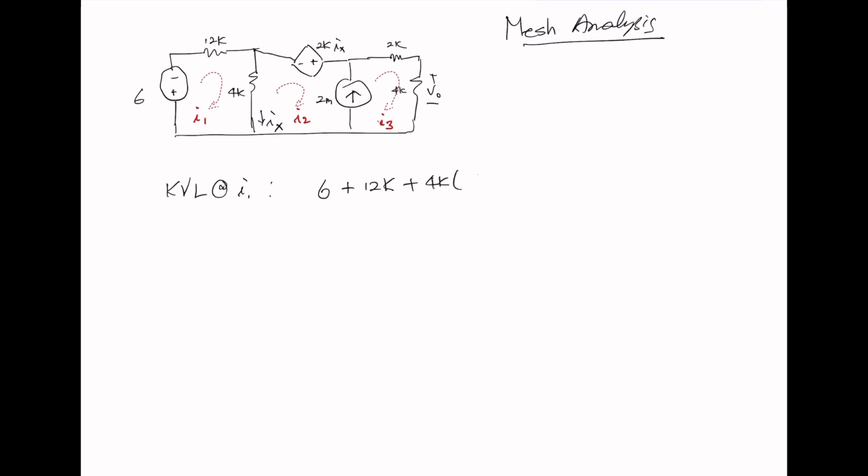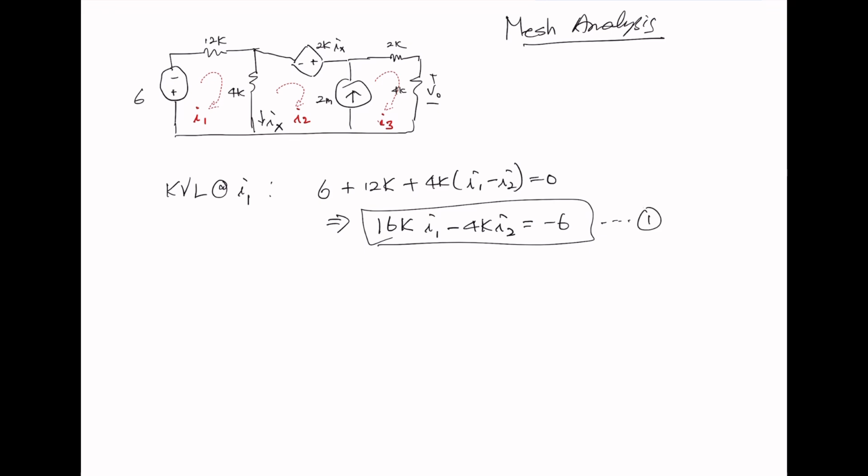Our reference current is I1. So I1 minus I2 equals 0. So from here, you can have 16K I sub 1 minus 4K I sub 2 equals negative 6. That's our first equation. Second equation, we have I sub 2, but we have an independent current source, 2 milliamp, going up, and that current source is between two mesh currents. So we have to use a supermesh.